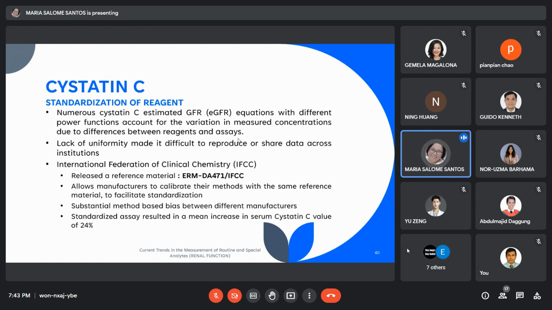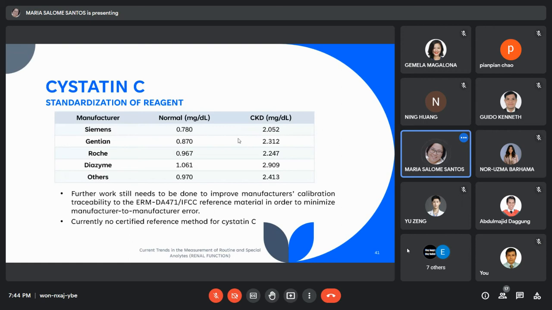It allows manufacturers to calibrate their methods with the same reference material to facilitate standardization. But there are still substantial biases between different manufacturers. And based on the survey by the College of American Pathologists, standardized assays resulted in a mean increase in serum cystatin C level by up to 24%.